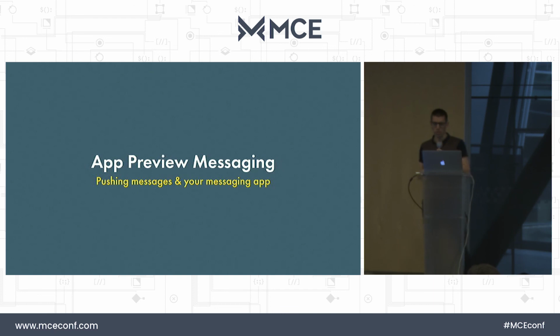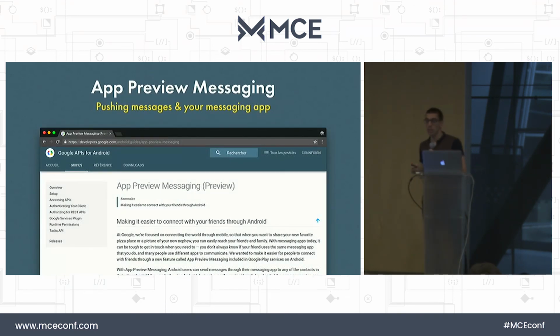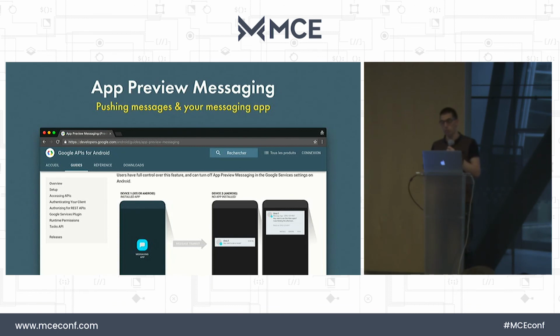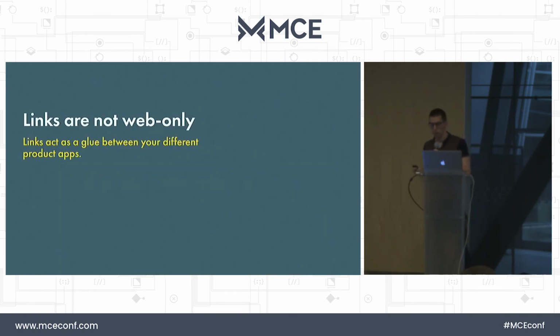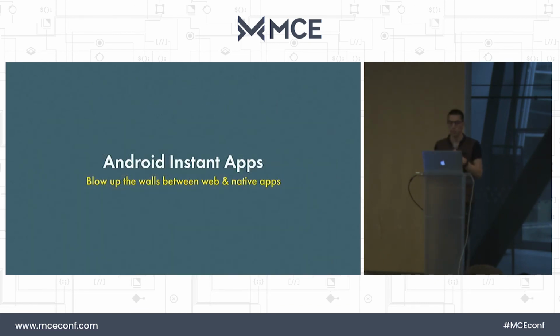There is another one that is interesting, but only for messaging applications, which is called App Preview Messaging, which is in preview. So it's not accessible right now, but the idea is really that, let's say you're using WhatsApp, for instance, and you're sending a WhatsApp message to someone who doesn't have WhatsApp. Well, normally it won't work because you won't be able to do that. But with App Preview Messaging, you will be able to display the message and offer the ability to install it.